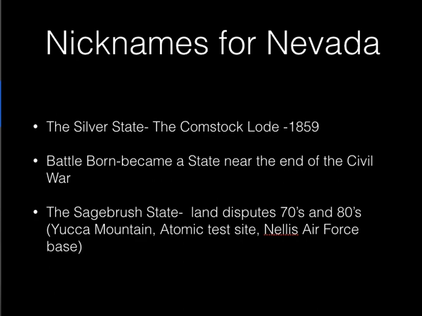We've got lots of silver mining in the state that drew people to the state to mine silver. We were also called the Battle-Born State because we were born in the midst of the Civil War and around the re-election of Abraham Lincoln. And we've also been called the Sagebrush State because of our land disputes in the 70s and 80s, some of them over Yucca Mountain, the atomic test site, and Nellis Air Force Base.